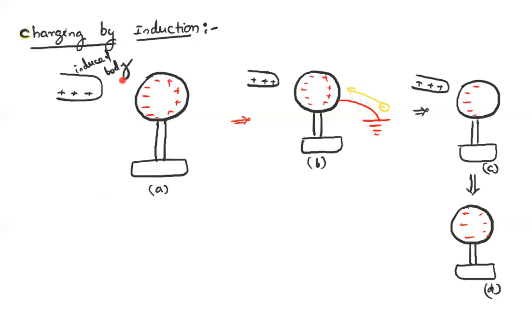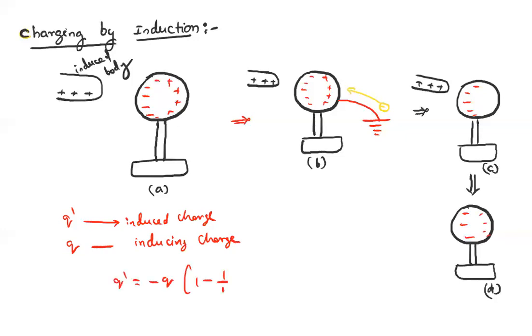One point I would like to make here: note down that if a dielectric is charged by induction, then the induced charge is less than the inducing charge. Here Q dash is the induced charge and Q is the inducing charge, so Q dash = -Q(1 - 1/K).